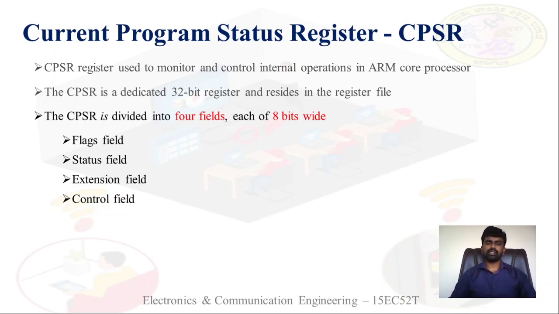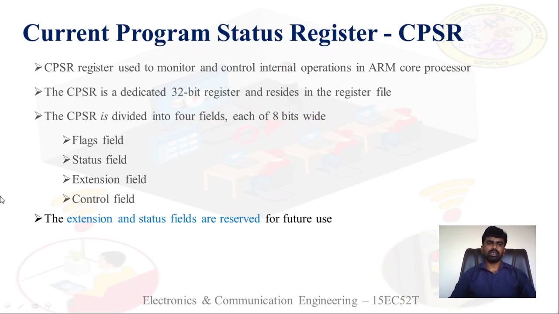This CPSR is divided into 4 different fields, each 8 bits wide. They are: first, the flag field; second, the status field; third, the extension field; and fourth, the control field. The status and extension fields are reserved for future use.